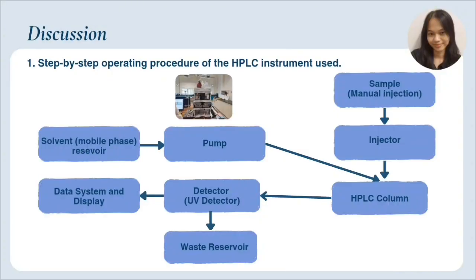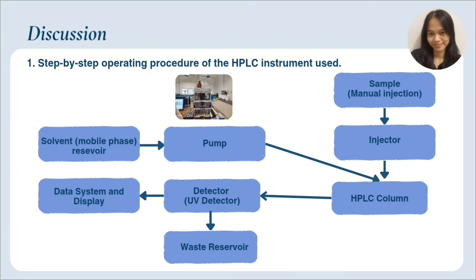Next, we will move into the discussion. First, I will tell about the step-by-step operating procedure of the HPLC instrument that we use in this experiment. The first component is the solvent or mobile phase reservoir that contains the mobile phase with different polarity. Next, the pump will force the mobile phase to flow through into the HPLC column.